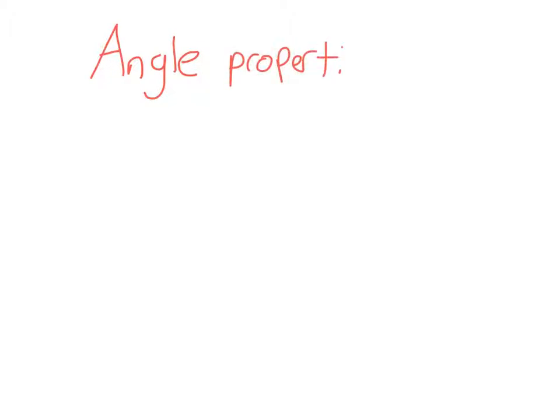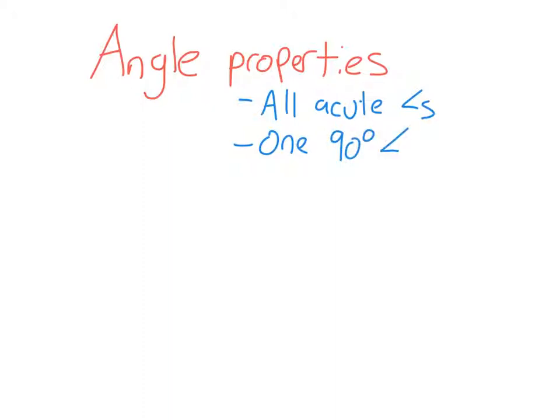Now remember, in any triangle, doesn't matter how weird it looks, if it's a shape with three sides, the angles inside add to 180 degrees. So there are three options for the angles. They can be all acute, you can have one right angle, or you can have one obtuse. Remember, obtuse means more than 90 but less than 180 degrees. For every triangle, one and only one of these will be true.